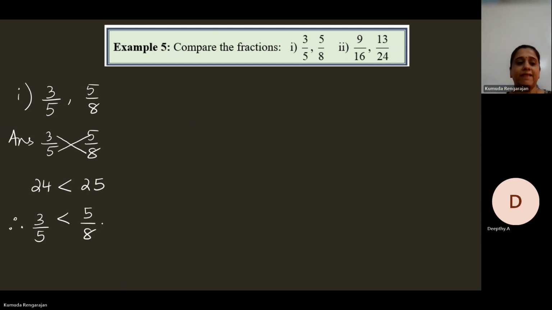That's all. Multiply like this. 3 into 8, 24. 5 into 5, 25. Now insert the inequality. 24 is less than 25. The first number is less than the second number. That means the first fraction is less than the second fraction. That's all. Got it?